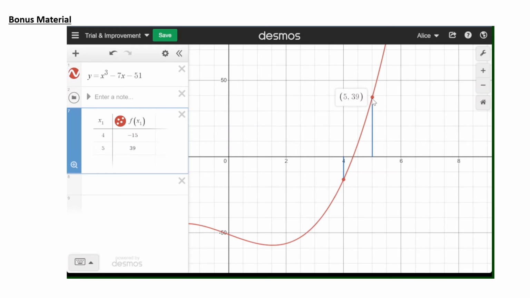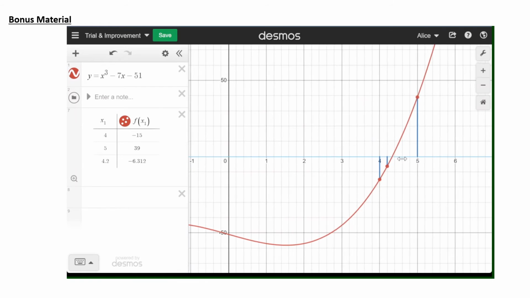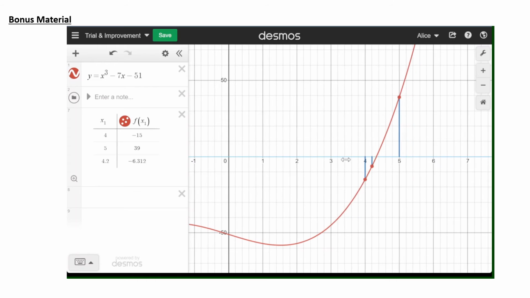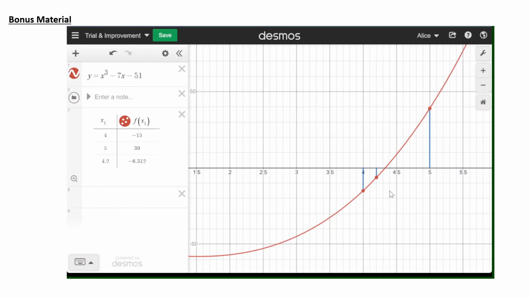So I popped 4 in, and I got minus 15. When I popped 5 in, I got out the 39, so you can see that I'm trying to get this point where it crosses the axes. So then I went for 4.2, and I'm still getting a negative answer, and I'm going to zoom in a bit so that we can just refine it.